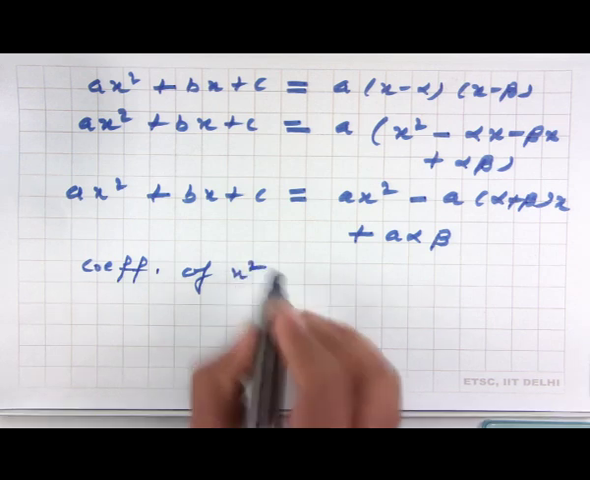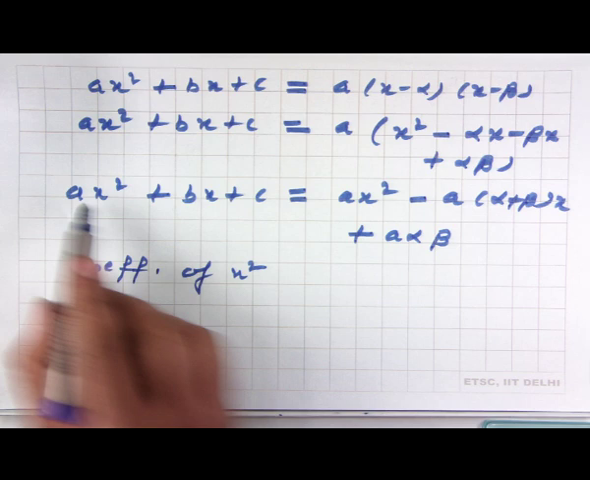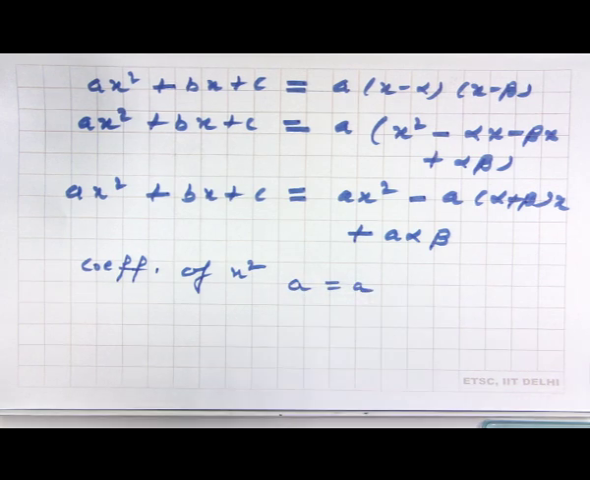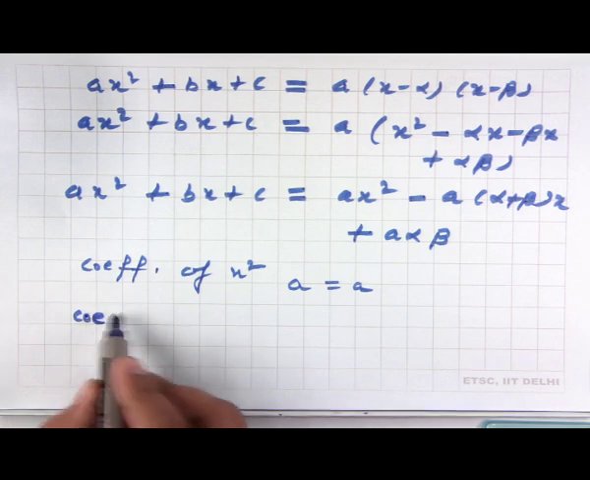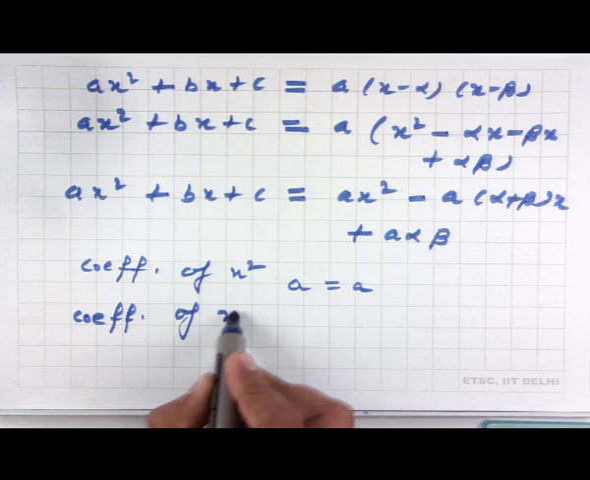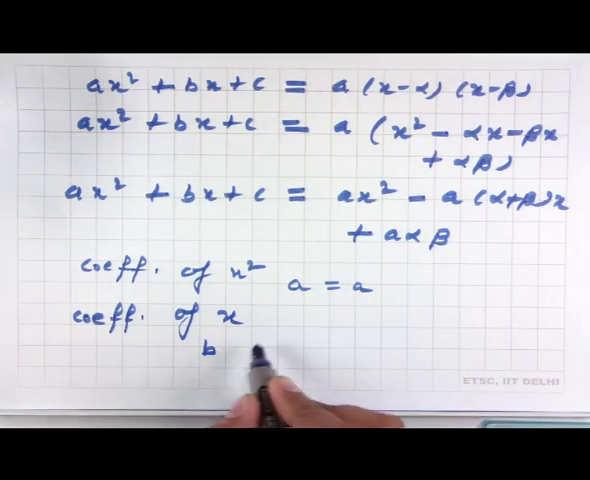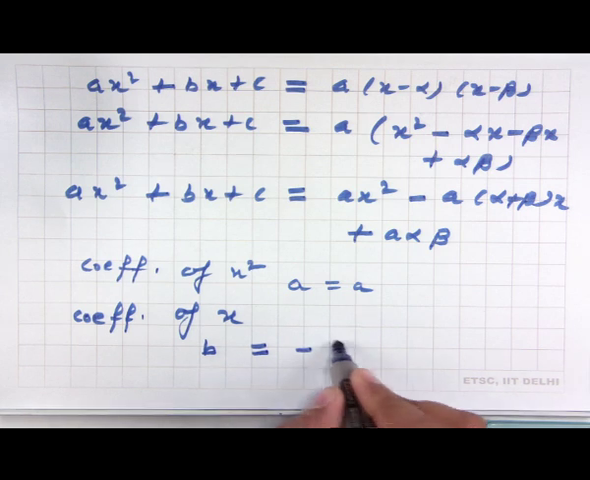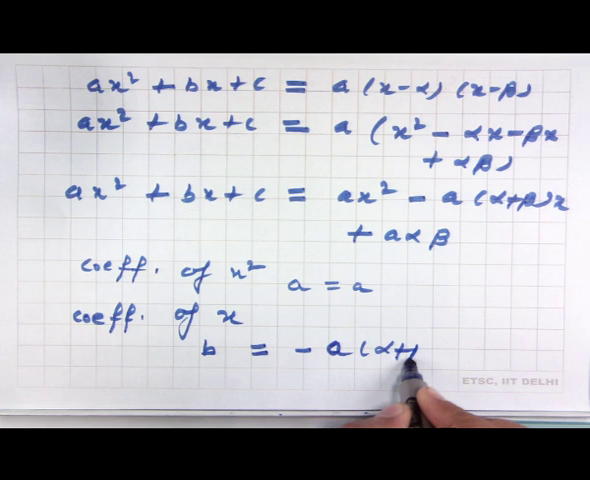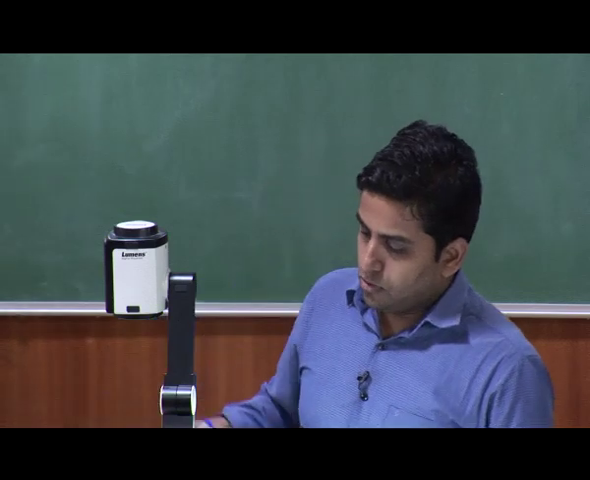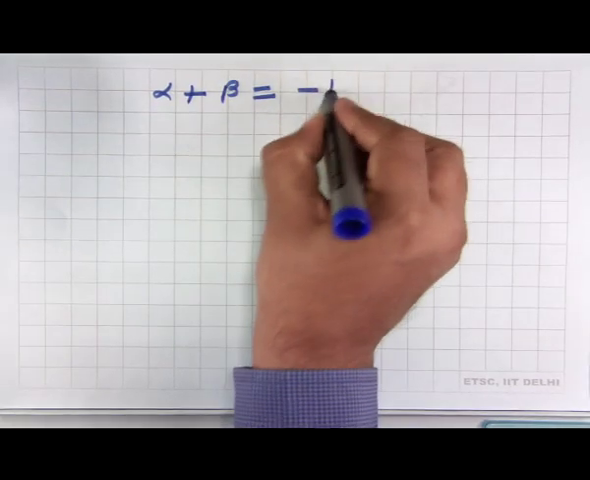Coefficient of x square. Here the coefficient of x square is a, and here the coefficient of x square is a. Both are the same. Now coefficient of x. What is the coefficient of x? The coefficient of x is, here in LHS it is b, and here in RHS it is minus a(alpha plus beta). Can we find out the value of alpha plus beta? We just do the transposition and we get alpha plus beta equal minus b over a.